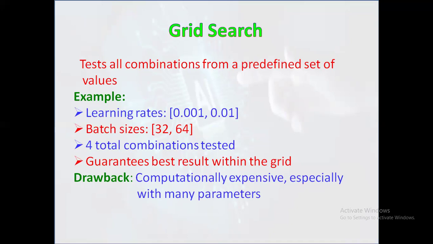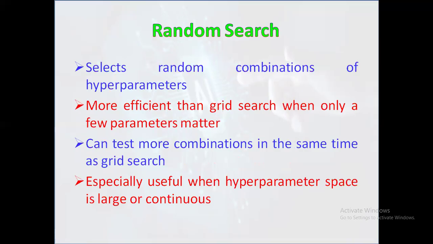It has some drawbacks also. It is computationally expensive, especially with many parameters. As the number of parameters and the choices increases, the total combinations grow exponentially, making grid search impractical for large problems. Next, random search.